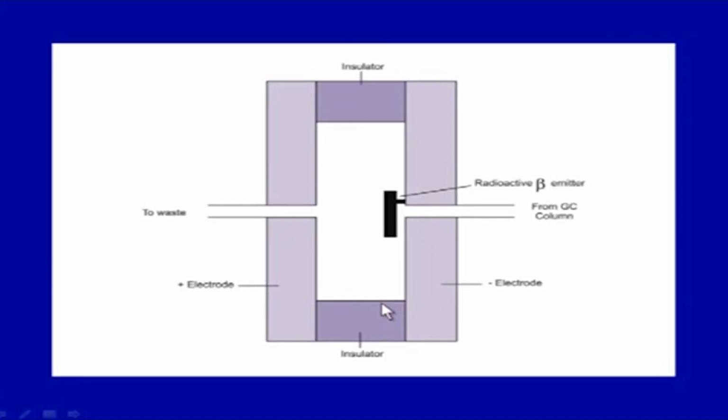There is a radioactive beta emitter, and there is a gas here, and there are electrodes here. Now, the radioactive material will emit beta particles, which will ionize the gas, and you will have a current as you apply a suitable voltage. So, when there is no analyte in the carrier gas, there will be a current, and when halogen containing or electron capturing analytes are there, there will be a drop in current that could be measured. So, the electron capture detector is very useful for analytes which can capture electrons.